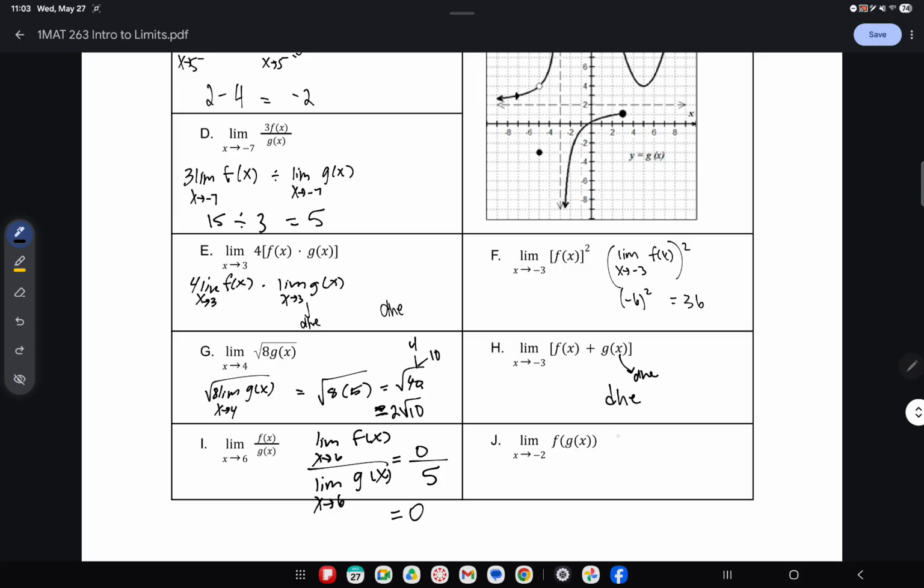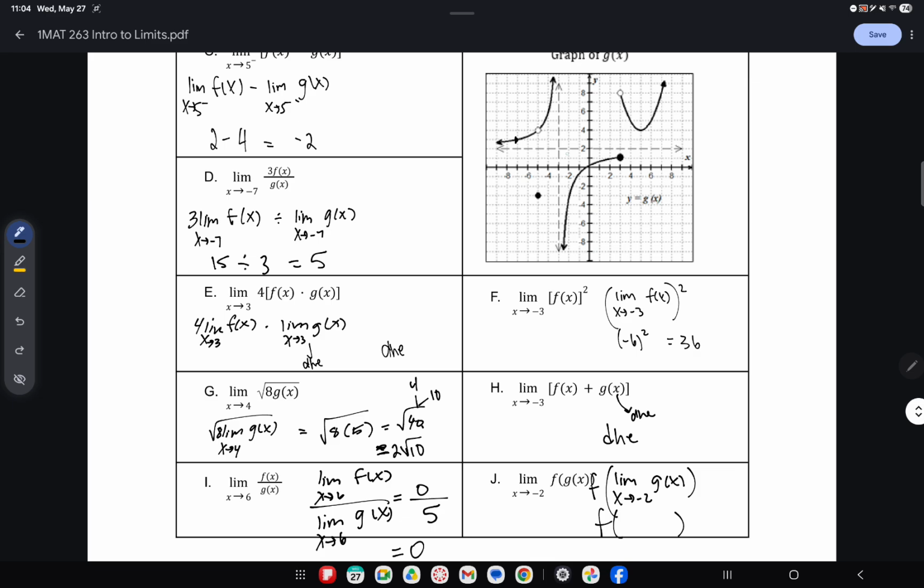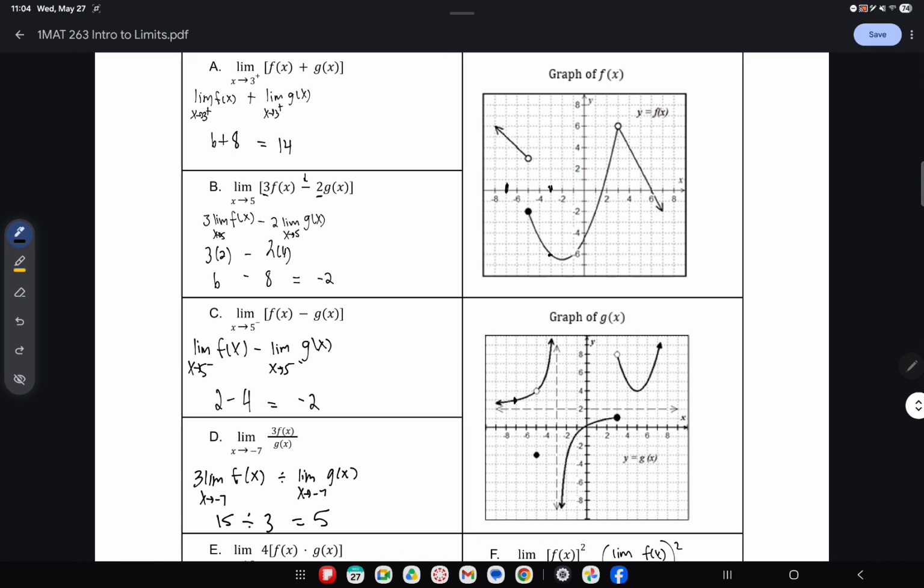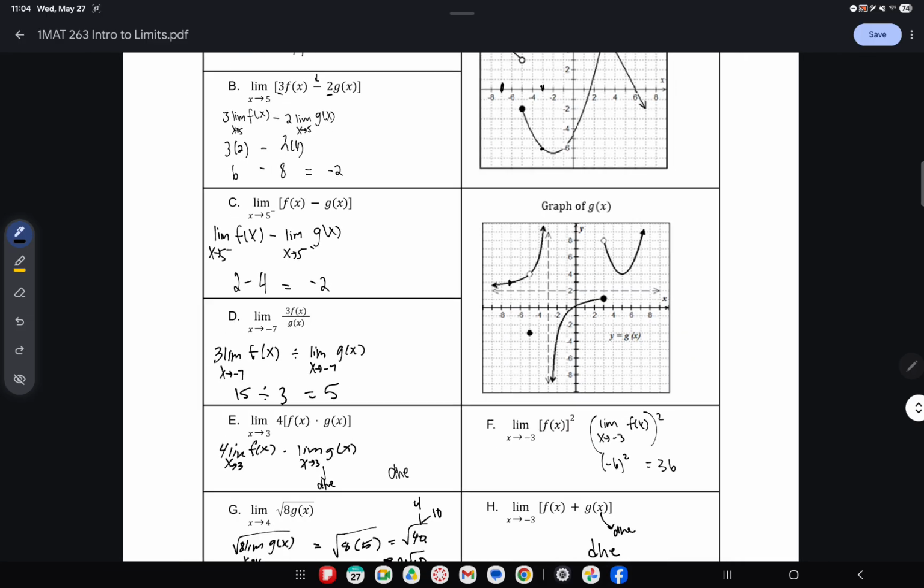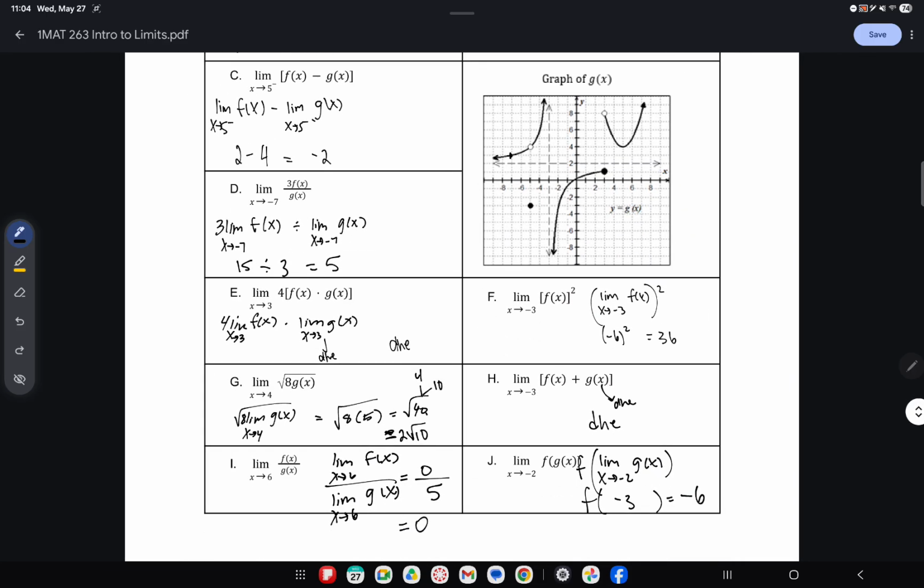All right, the composition here, we can do the function value of the limit as x approaches negative 2 for g of x. So let's see, as it approaches negative 2 for g of x, looks to me like negative 3. All right, so then f of negative 3 is, looks like negative 6 to me. Negative 6. All right.